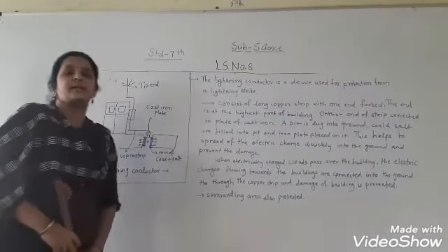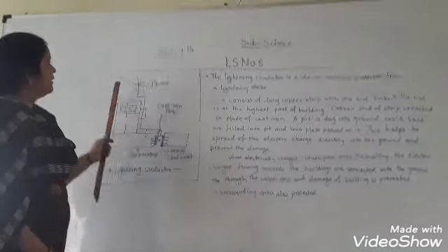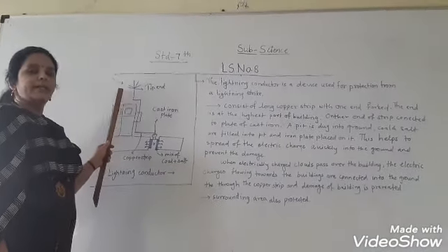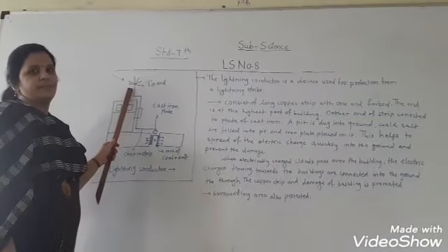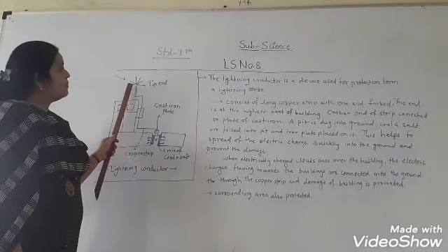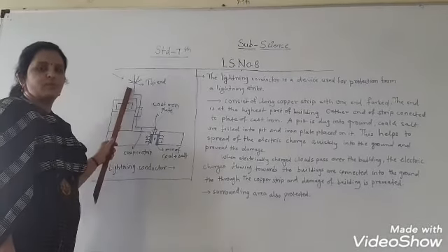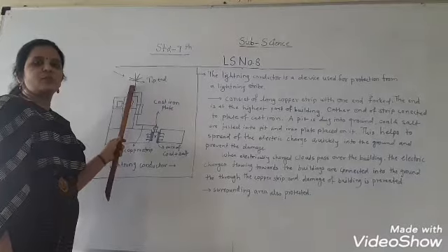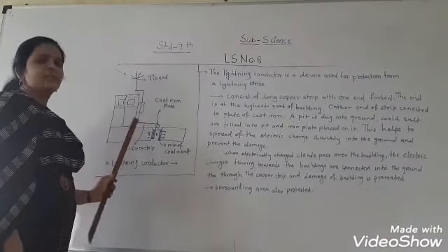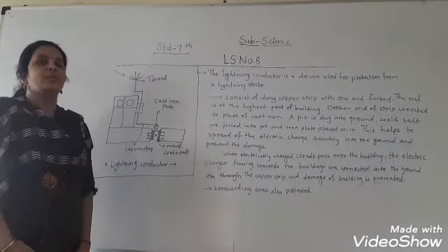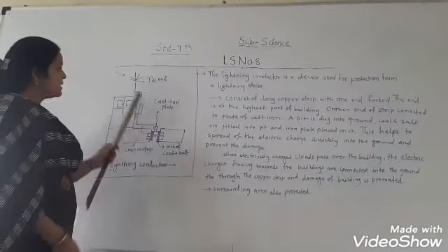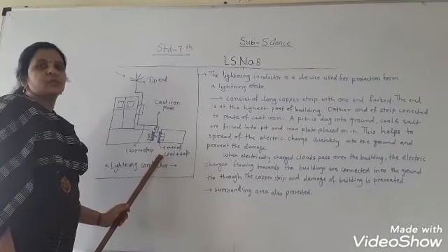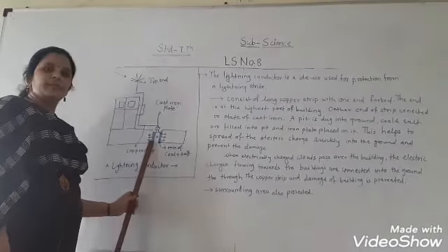Suppose lightning strike will happen. Here if it comes, it gets attracted to this pointed strip, the pointed tips of this fork which is made of copper strip. Immediately the current starts to flow through this copper. As you know that copper metal is a good conductor of electricity, it starts to carry the electric current and it immediately carries it toward the ground where you dug the pit.